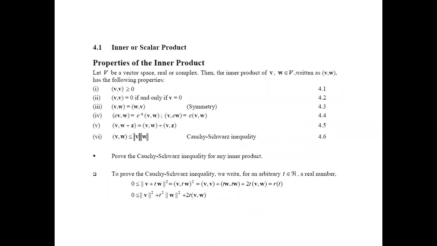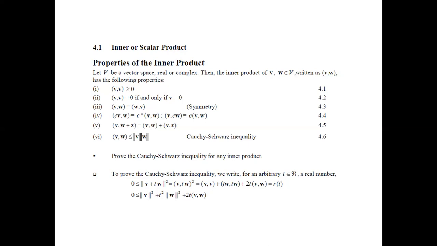3. (v, w) equals (w, v), that is symmetry. 4. (cv, w) equals c star (v, w), and (v, cw) equals c(v, w). That is, if c is attached to the first member of that inner product, it comes out with a star. If it's attached to the second member of the inner product, it comes out without a star. Star is complex conjugation. 5. (v, w plus z) is (v, w) plus (v, z). And lastly, |(v, w)| is less than or equal to the norm of v times the norm of w.